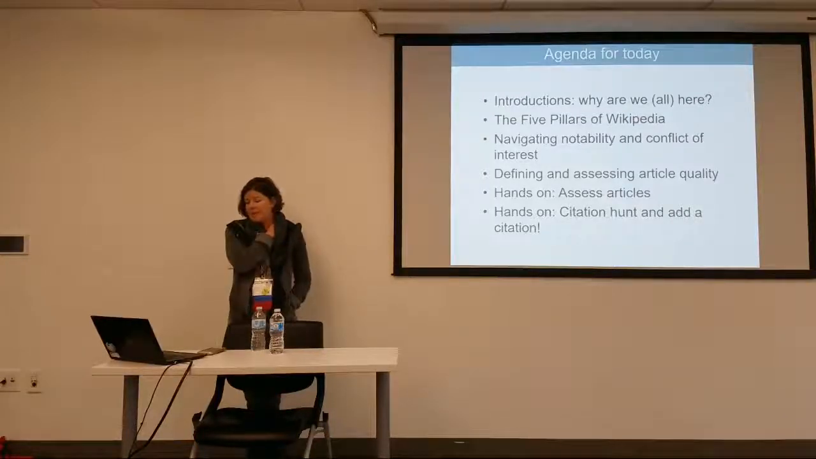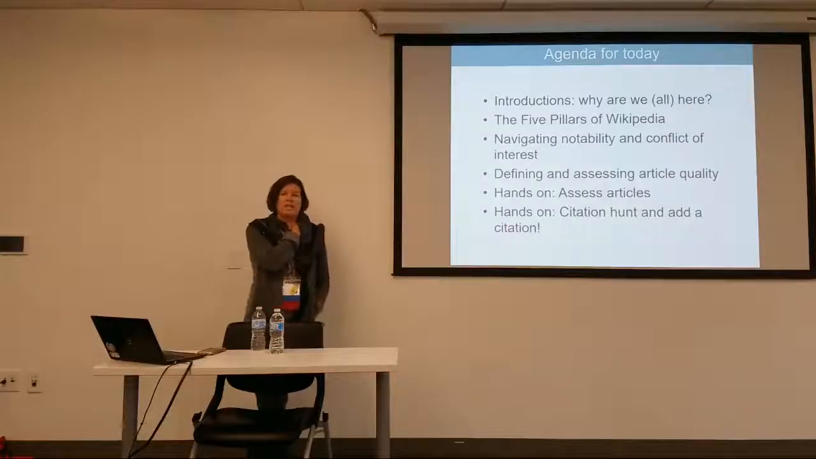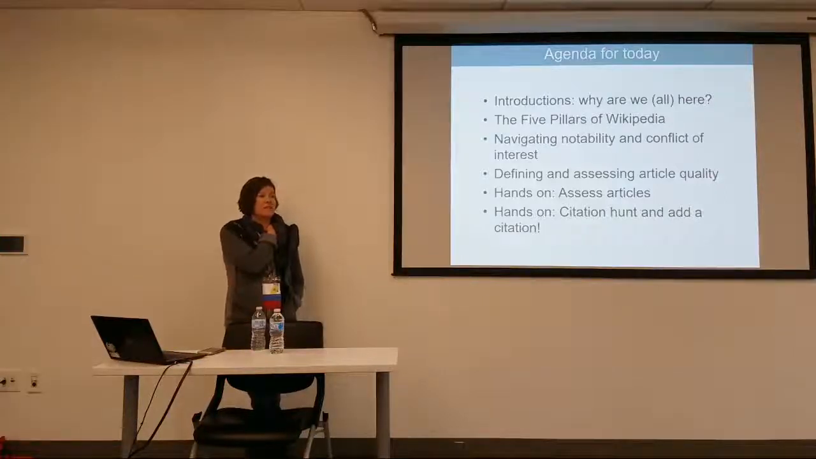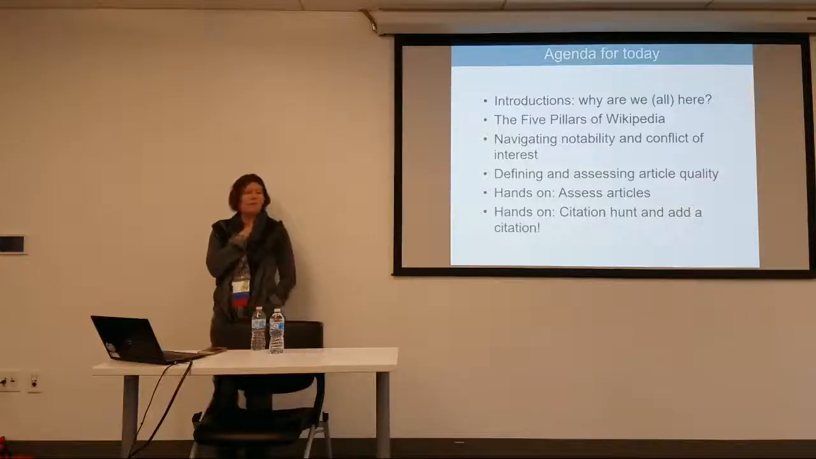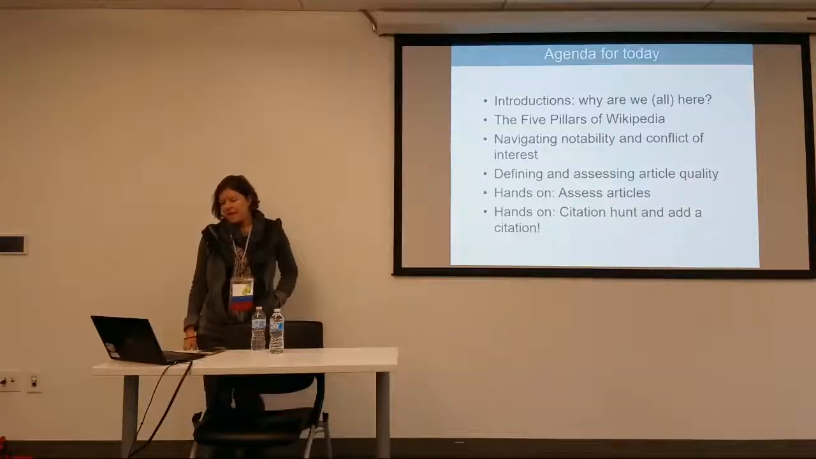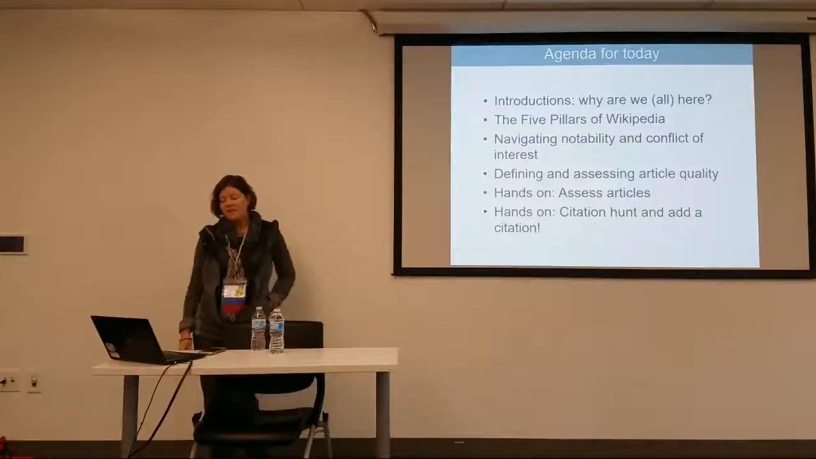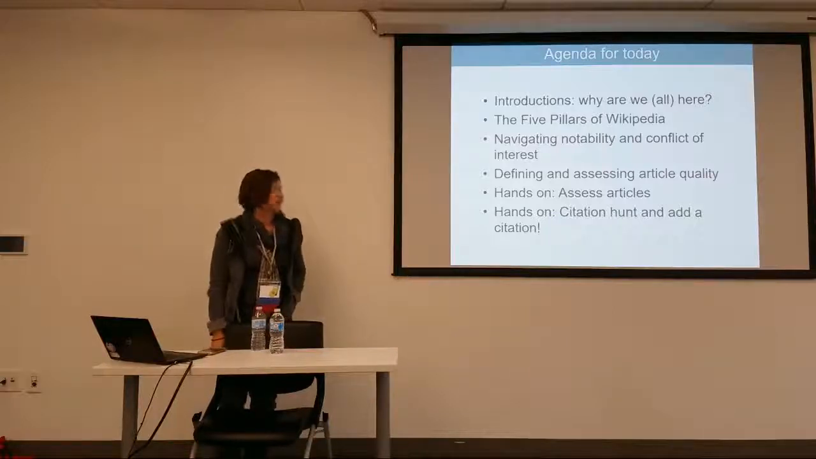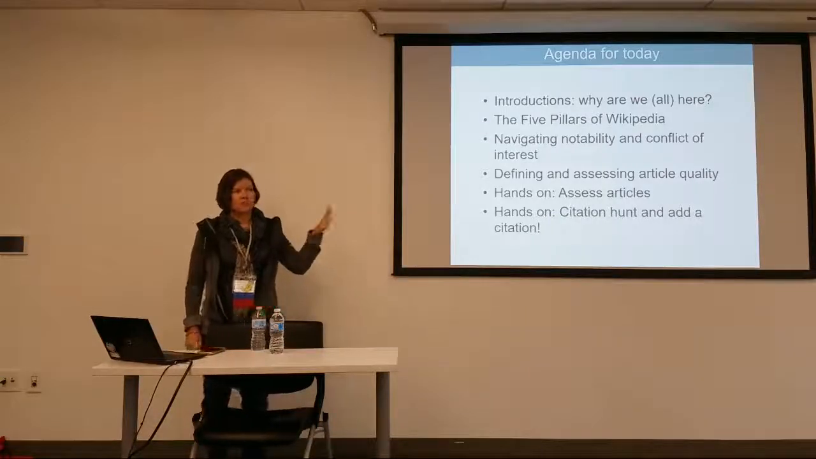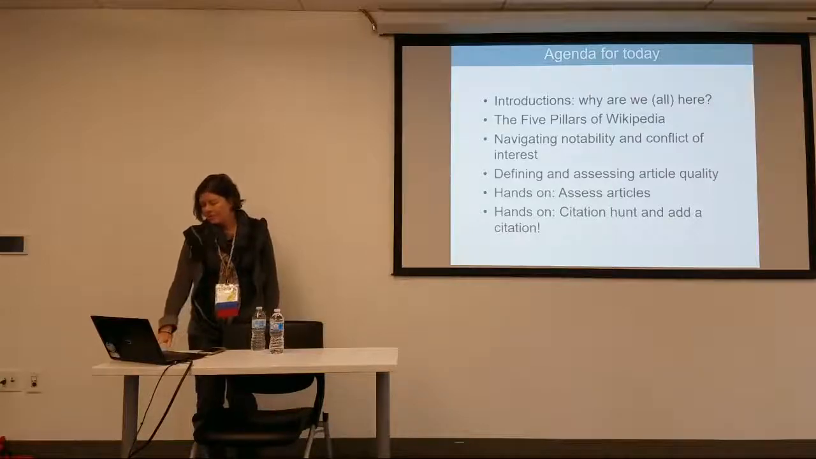Defining and assessing article quality is something I think we did a really good job of in our class, and something I haven't seen in a lot of other training contexts. It's about how to understand what Wikipedia is desperately trying to tell you, and the signals may be a little subtle to pick up on. Then we assess articles, and if we have time, we can do a citation hunt and add a citation, but honestly, I don't know that we'll get to that. But the assessing articles part, we definitely will get to.